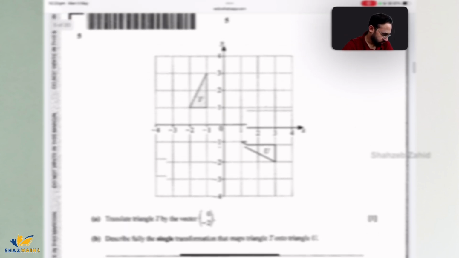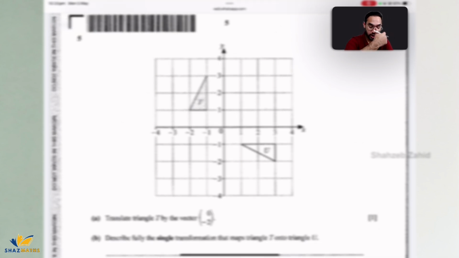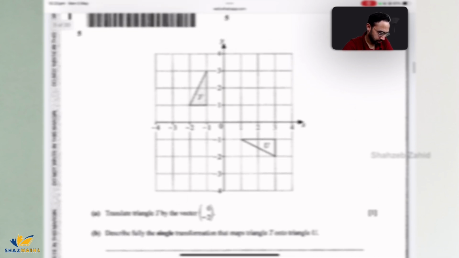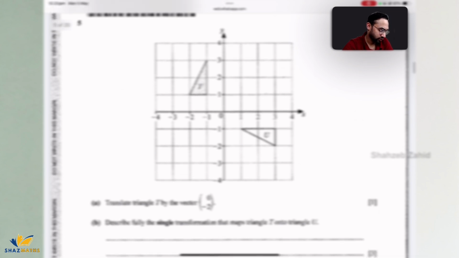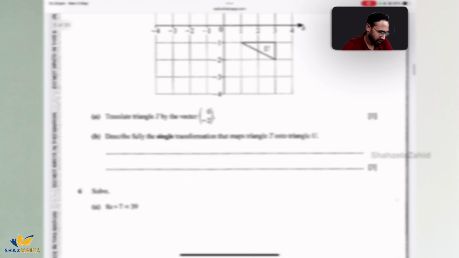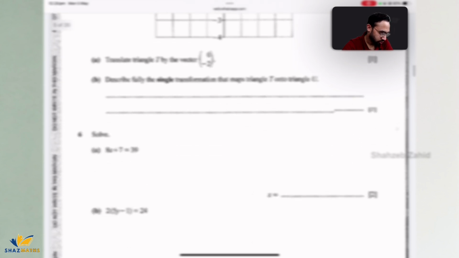Question 5, which is translation. Okay, A part is translation, so it's from transformation, my bad. And then part B is a single transformation that maps triangle T onto triangle U. Yeah, looks like it's a rotation with the center of rotation as 2 2. Anyway, straightforward. Nothing major. 3 marks it carries. Anti-clockwise 90-degree rotation with a center of rotation 2 2.